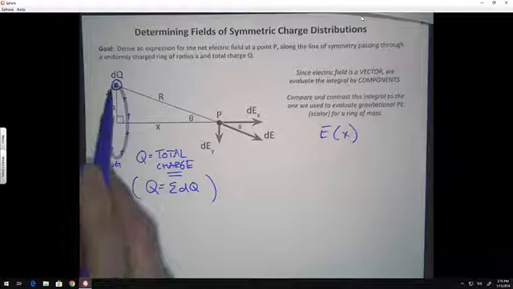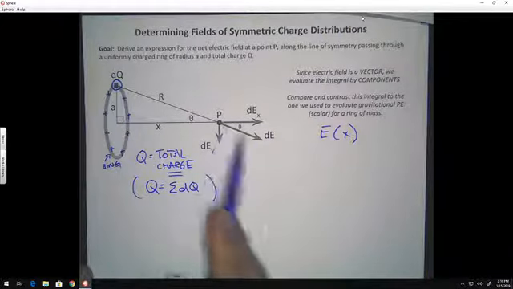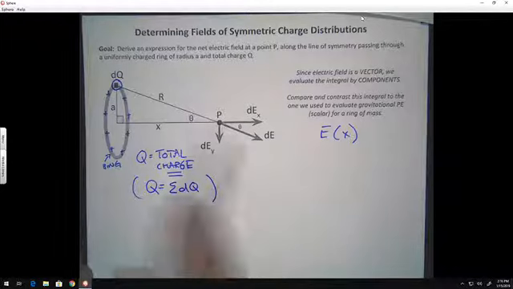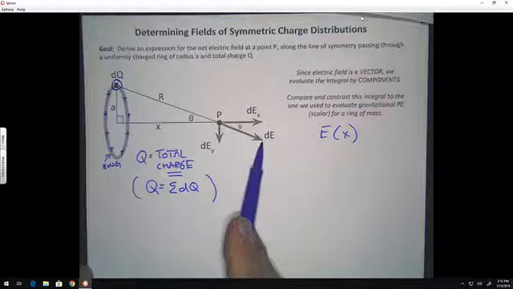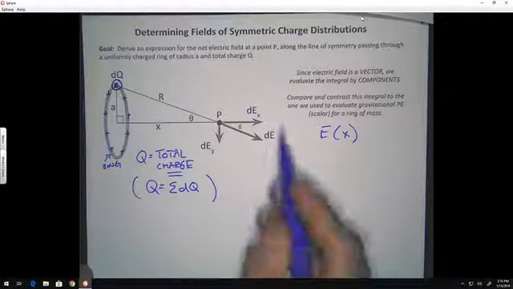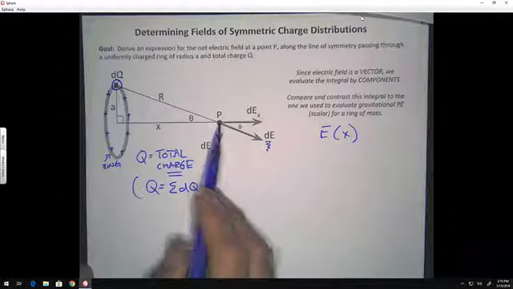So what we're going to do is focus in on this dq, which is at the top of the ring. And that dq is going to create an electric field, which is directed along this R direction, and it's going to be kind of diagonal down here. And that's going to be called dE. So dq is producing an electric field at that point that we're going to call dE.